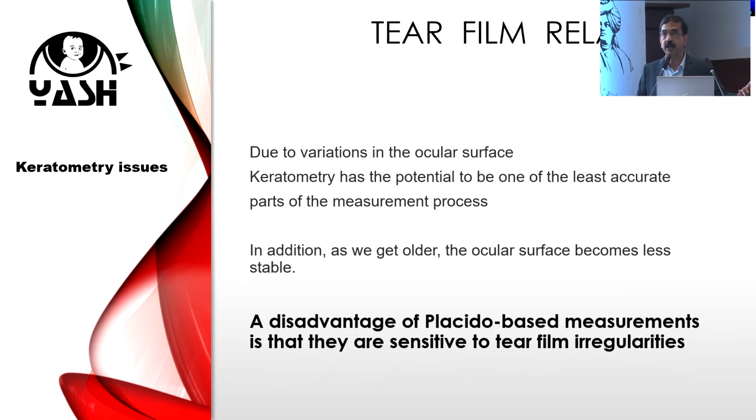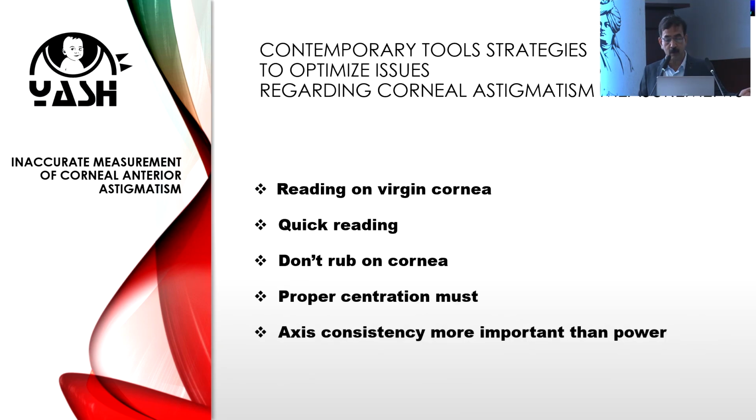Regarding tear film, we must understand that due to variation in the ocular surface, keratometry has the potential to be one of the least accurate parts of the measurement process, because it's dynamic. In addition, as we get older, the ocular surface becomes less stable. So many of these Placido disc measurements are very sensitive to these tear film irregularities.